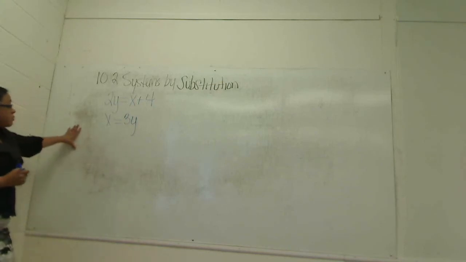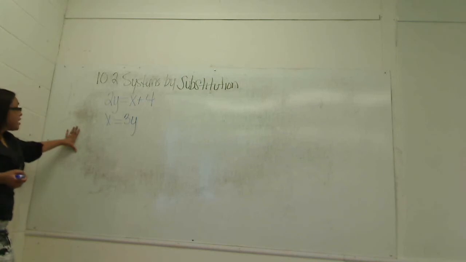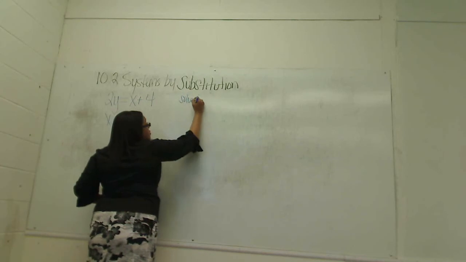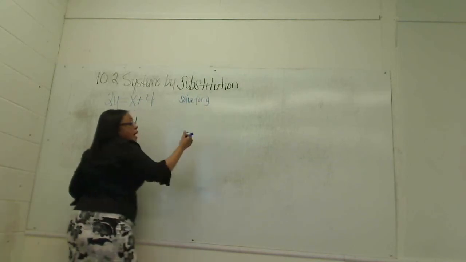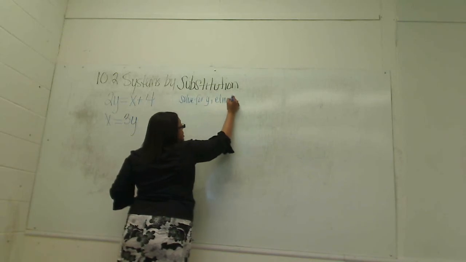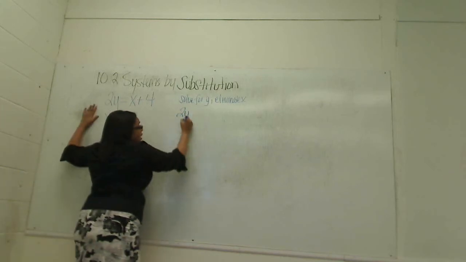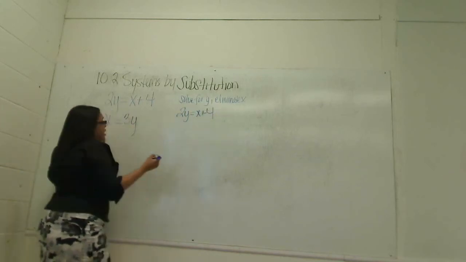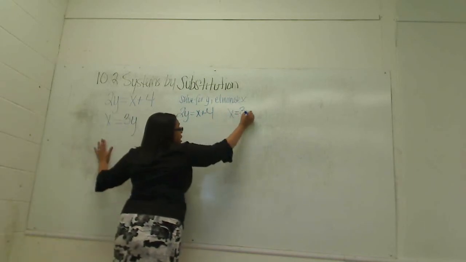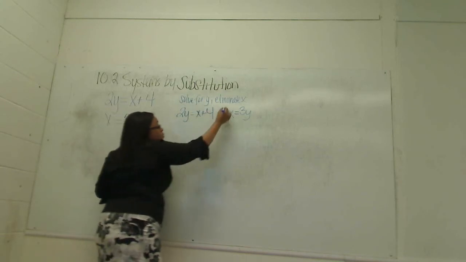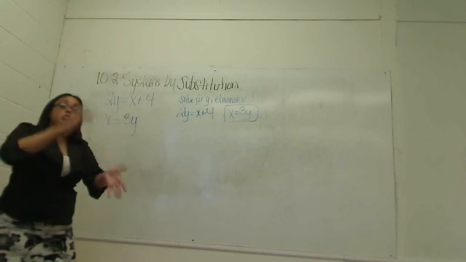Alright, 2y equals x plus 4, x equals 3y. Choose what you want to solve for. Okay? I'm going to decide to solve for y this time. So to solve for y, I must eliminate x. So I'm going to rewrite my two equations. I have 2y equals x plus 4, and I have x equals 3y. Well, I'm trying to eliminate x. This one is in simpler form. So this is also going to be the one you're going to do your substituting.